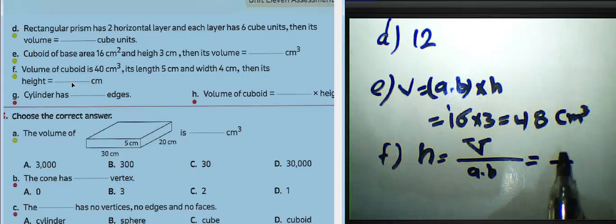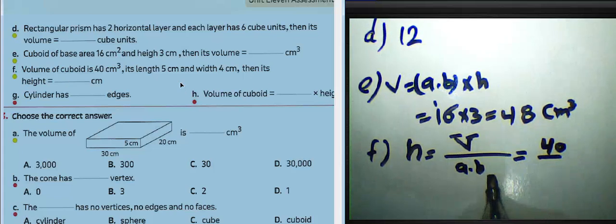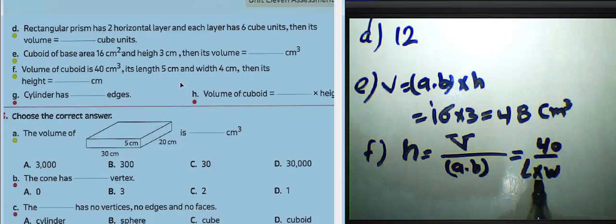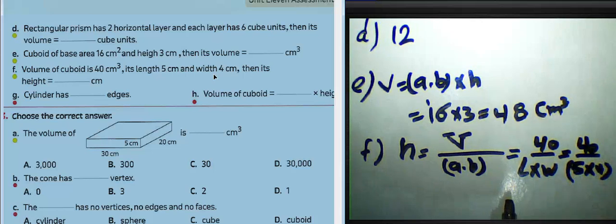The volume was 40 cubic centimeters and he gives us length and width. If you want to find the area of the base, you must multiply length and width, because length times width equals the area of the base. The result will be 40 over length times width. We know the length was 5 centimeters and width was 4 centimeters. We can write 5 times 4.